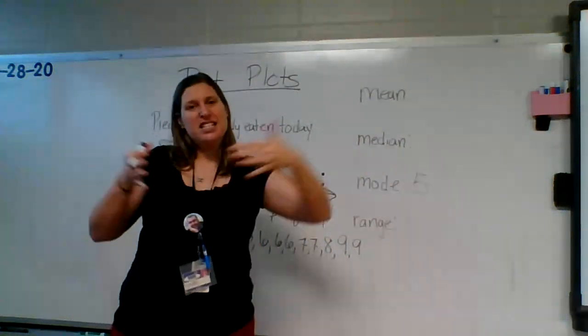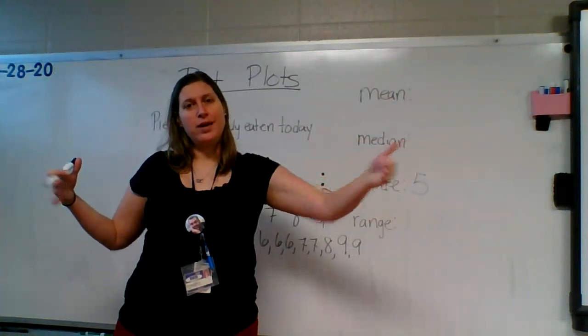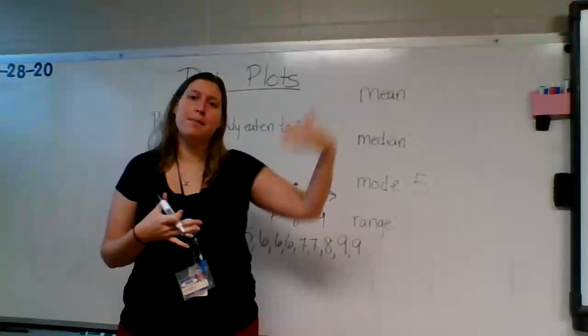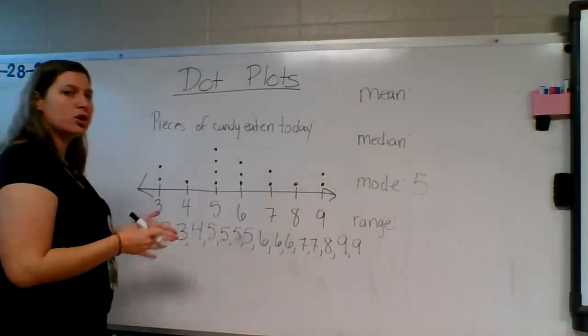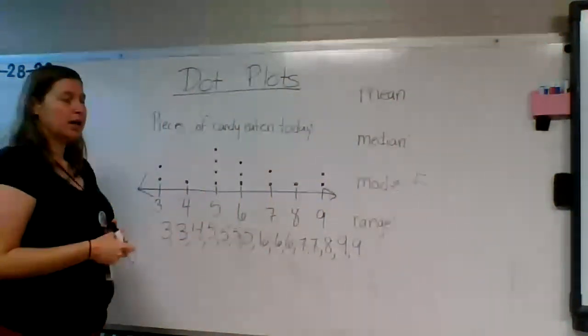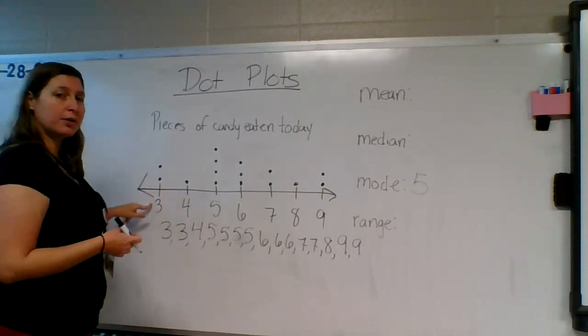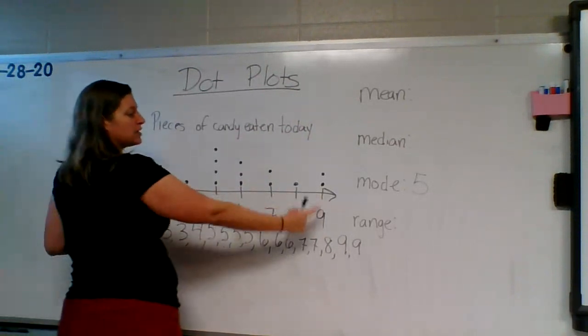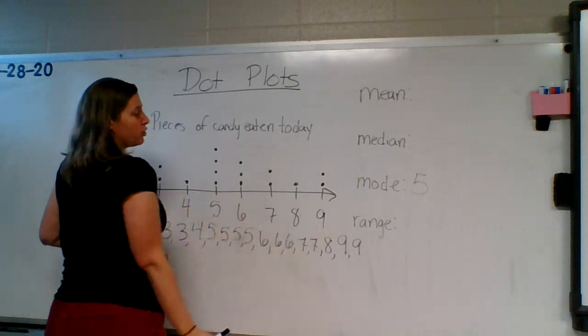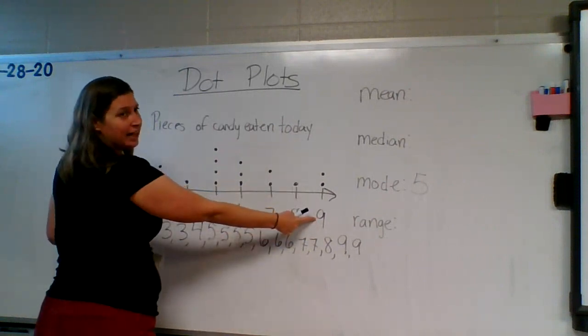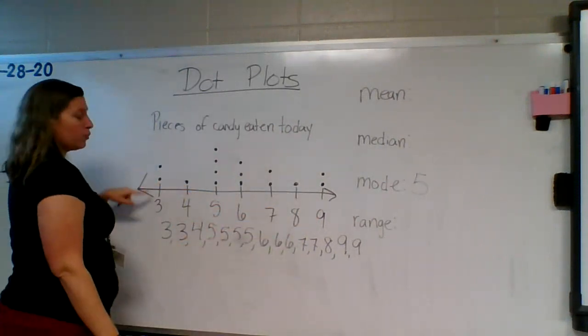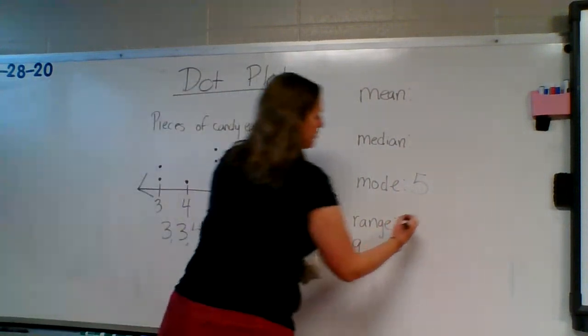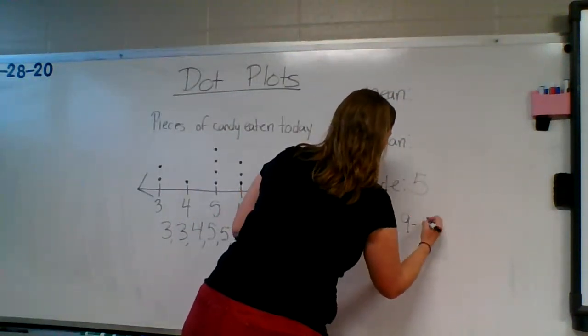So remember, range is the distance between my smallest number in my data set and my largest number in my data set. So if I'm looking at my number line, I'm going to look for the smallest number that has a dot, and I'm going to look for the biggest number that has a dot. So my largest number with a dot is 9. My smallest number with a dot is 3. And to find a range, we subtract them.